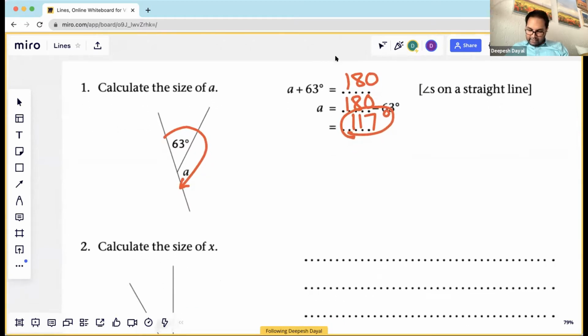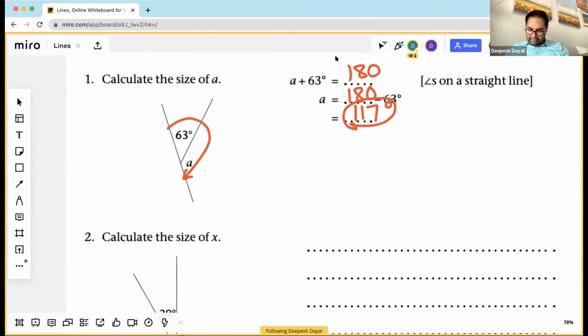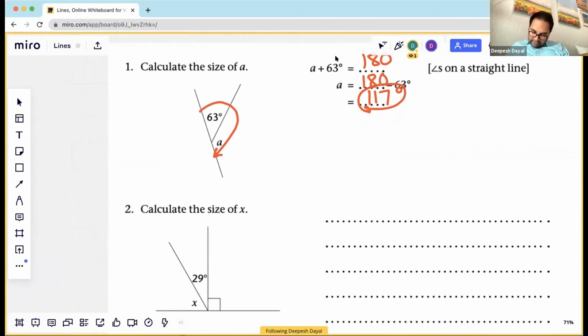I'd like you to try this next one and tell me what is the value of x? And this block obviously represents 90 degrees, right? Just scream out your answer for number 2. What is the value of x? Okay. 61, sir. Yes, x was 61. And why is that?